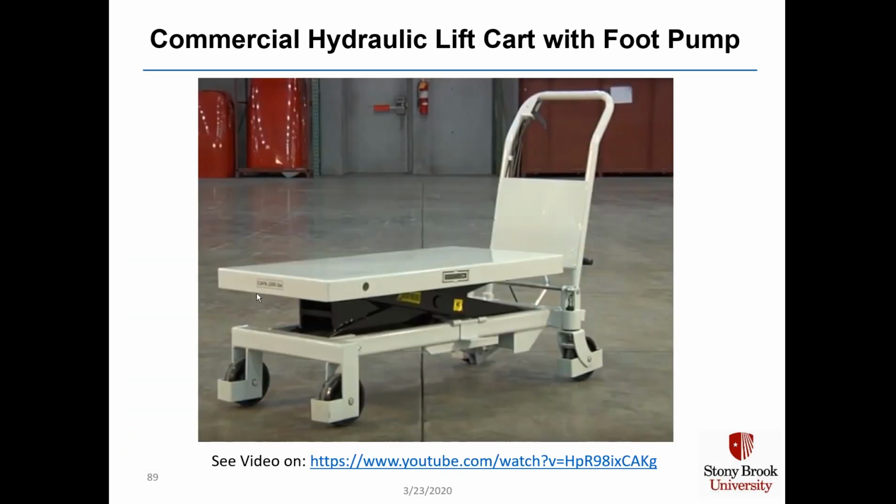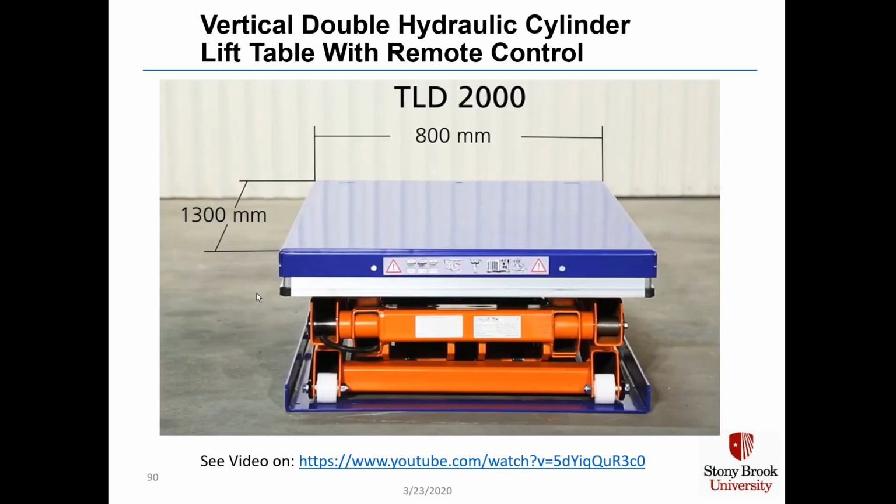Here's an example of a commercial hydraulic lift cart with foot pump, and you can watch the video on YouTube of how this mechanism works. And here is another example. This one's a vertical double hydraulic cylinder lift table, and this one has a remote control. You can see the video on YouTube and watch it go up and down and get a better feel for how these hydraulic tables work in practice.